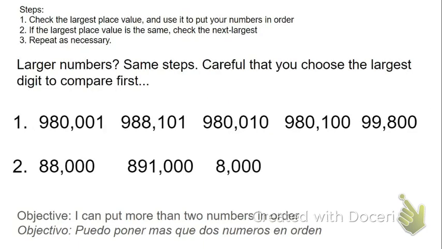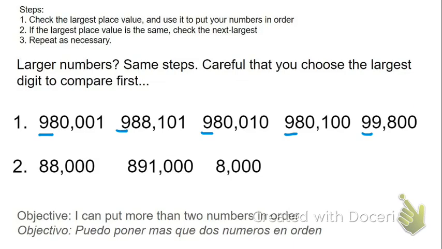Okay, our goal here is to get so that we can put really big numbers in order. So here are some examples. The steps are the same. You just got to be careful that you choose the largest digit to compare first. So I have a lot of numbers in my first list, and they all have the same first digit. But there's a trick here. One of these first digits is not like the others. Can you tell me which of these numbers is much smaller than the other four?